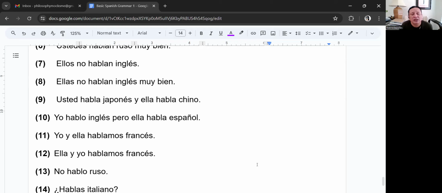8. Ellas no hablan inglés muy bien. Notice the beginning is almost exactly the same as 7, except we went from ellos to ellas, and we just added muy bien, which we had in number 6.